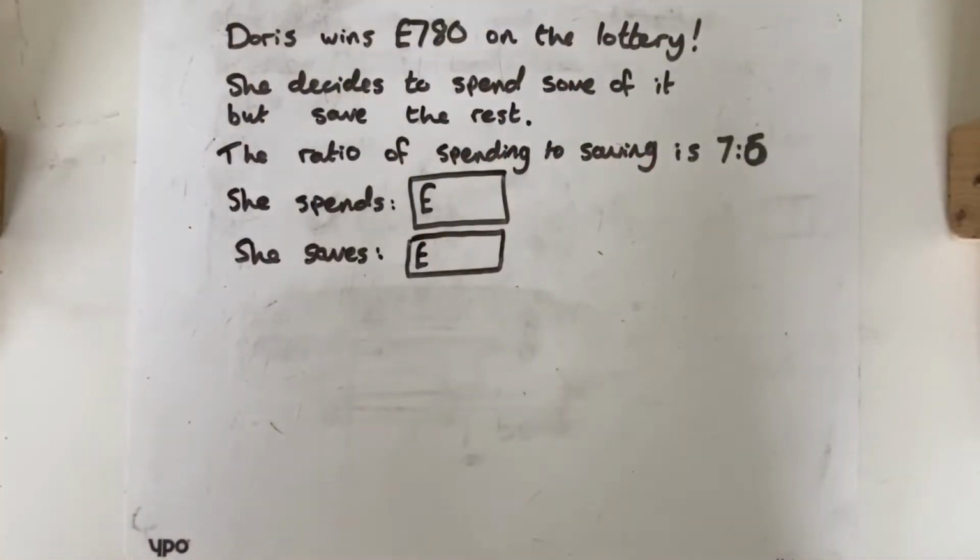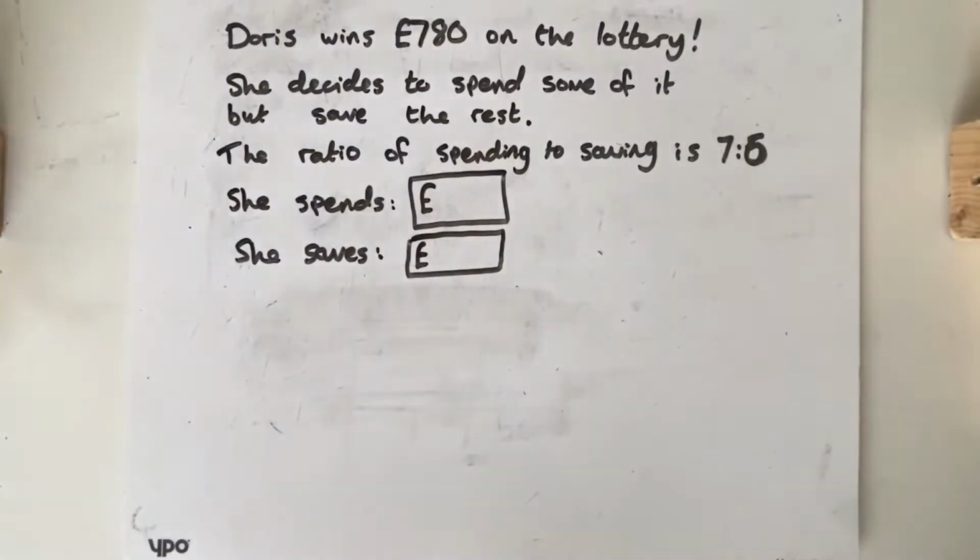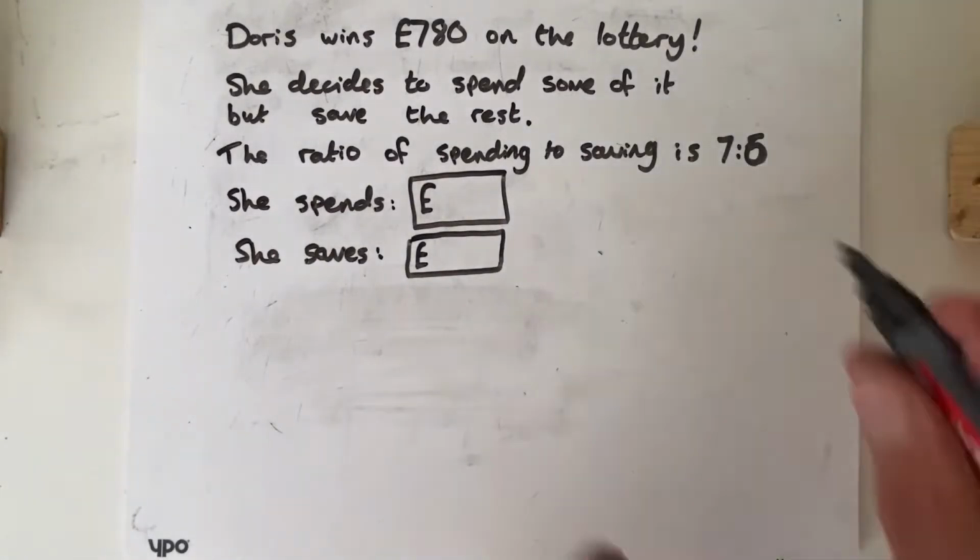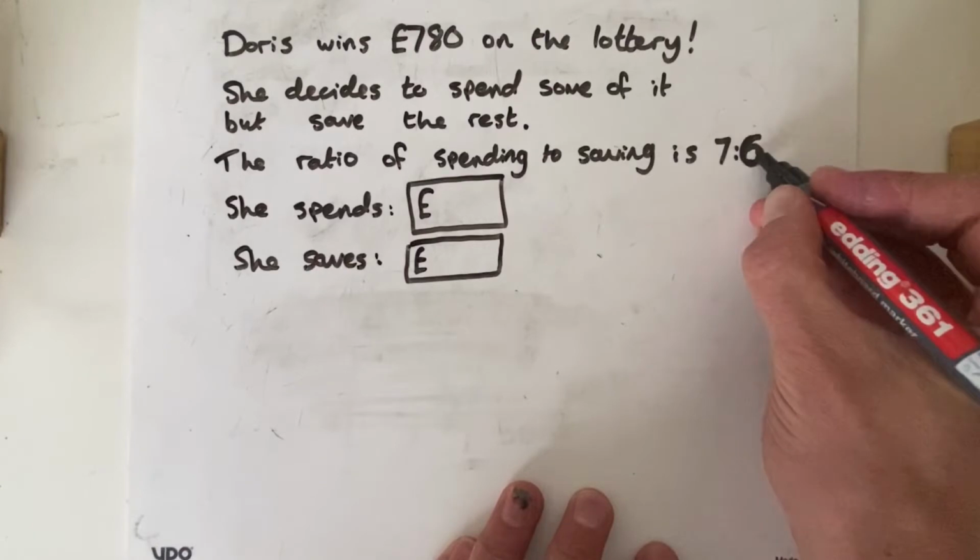Let's get straight into it today. Here's a question very similar to the ones you find on My Maths today. So, Doris wins £780 on the lottery. Congratulations, Doris. She decides to spend some of it but save the rest. The ratio of spending to saving is 7 to 6. You have to trust me, that is a 6.